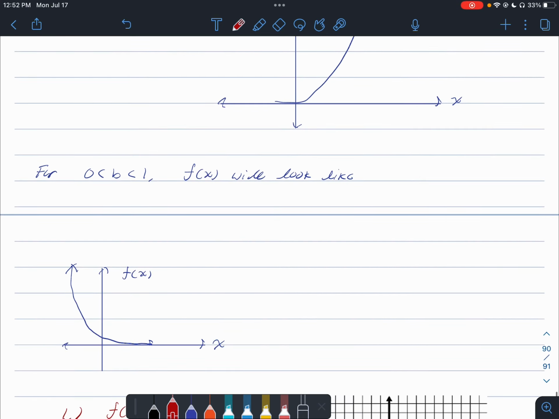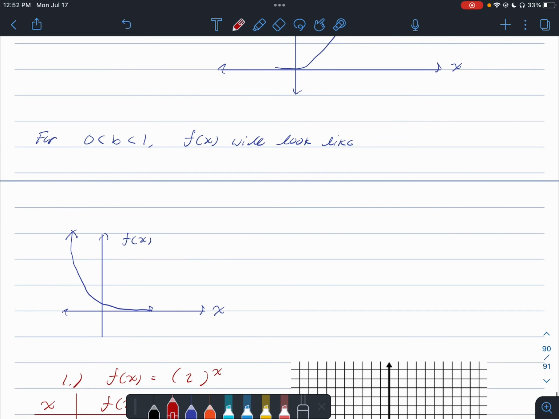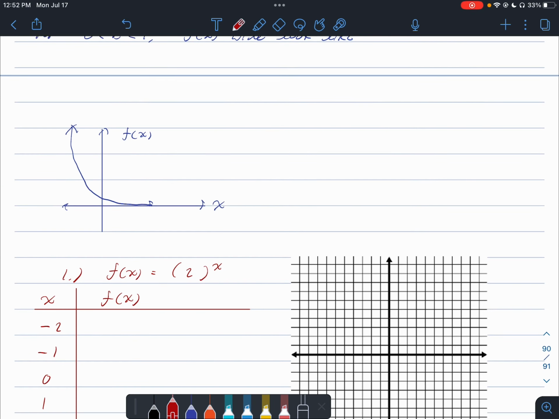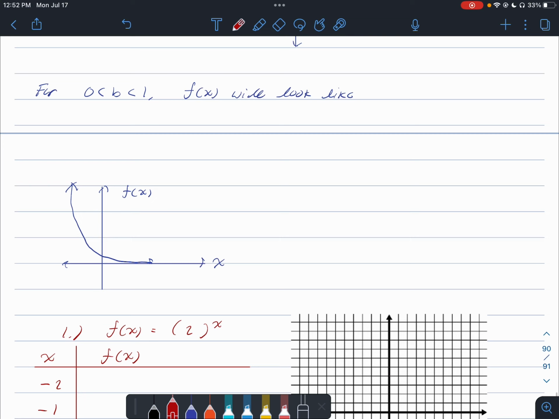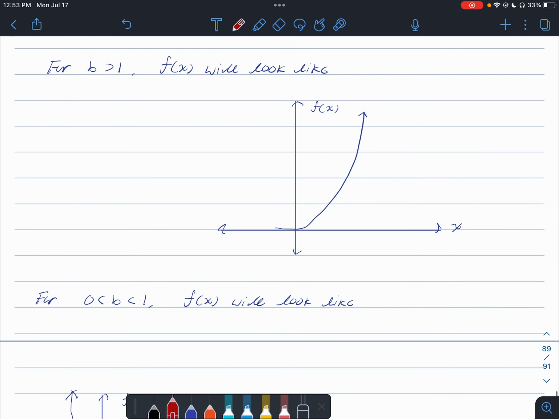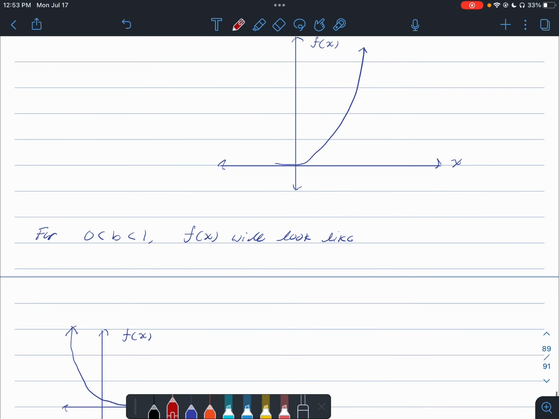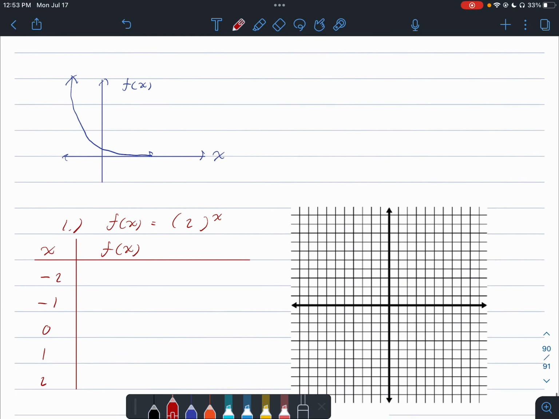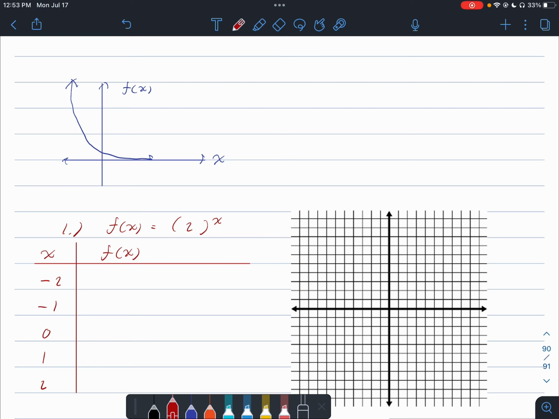Okay. For b between 0 and 1, f of x will look a little bit like this graph here. As you go off to infinity, it's going to get smaller and smaller and smaller, because you're making a fraction smaller and smaller. It'll forever approach this x-axis here, but it will never cross it. And as we go off to negative infinity, it's going to get larger and larger and larger. You notice the exact opposite of the previous example, where going to negative infinity it gets smaller and smaller. So that is what these graphs will look like.